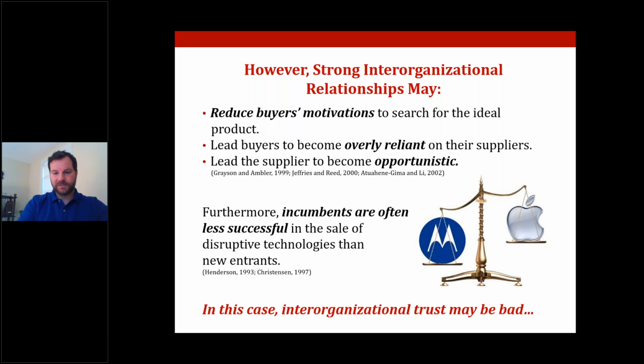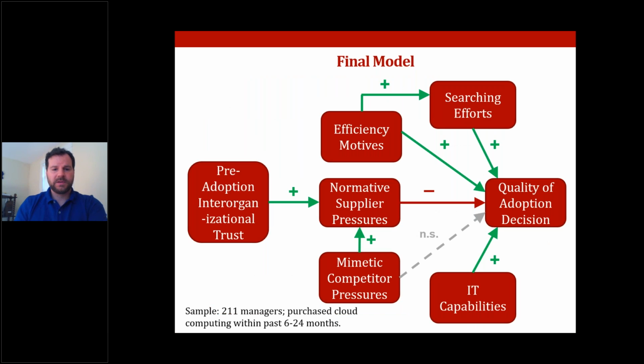I've got the Apple versus Motorola example here. I'm sure many of you have Apple phones. I'm sure many fewer of you have Motorola phones today. And again, that's an example of that smartphone disruptive technology and seeing that shift. So actually, for the buyer, interorganizational trust can be bad in this case.